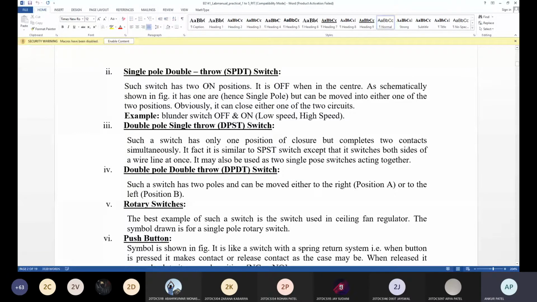Such a switch has two on positions. It is off when in the center. Schematically, we'll see in the diagram. It has one arm, hence single pole, but it can move into either one of the two positions. So obviously it can close either one of the two circuits. So this is blender switch off and on, low speed, high speed, or you can connect this fan or tube light. Okay, the symbols are given here.